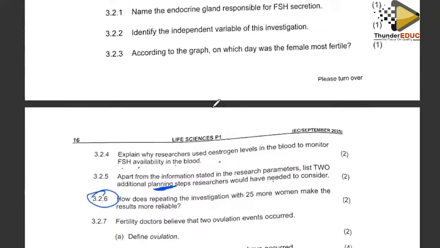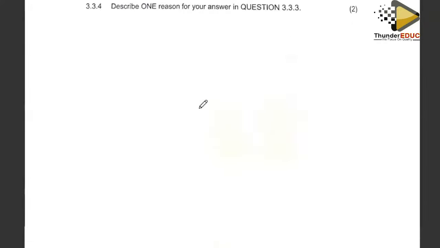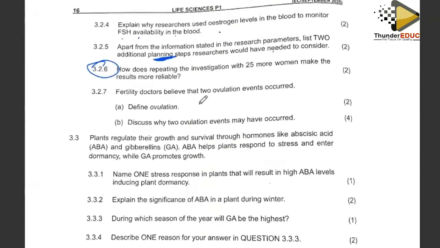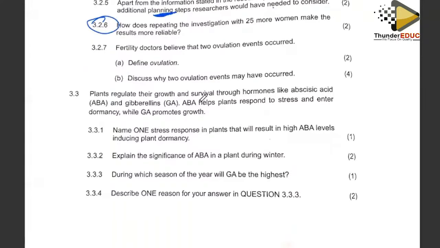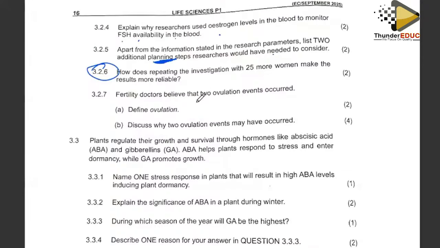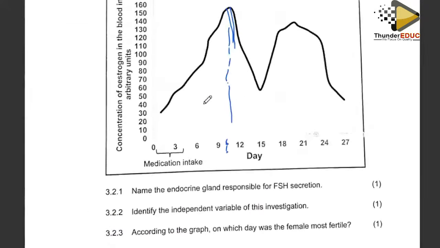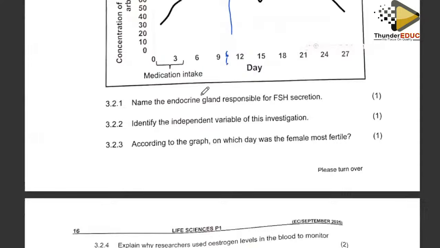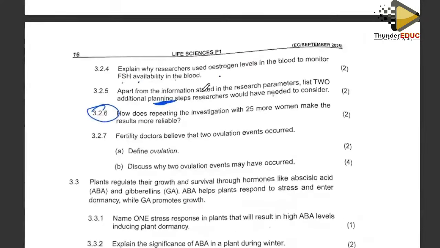This paper was not, this question number 3, it's easy, but for people who are struggling with life science, I think it was a tug of war. This question, eh? Yeah, too much application here. We call them high order questions. Okay, now let's find out.